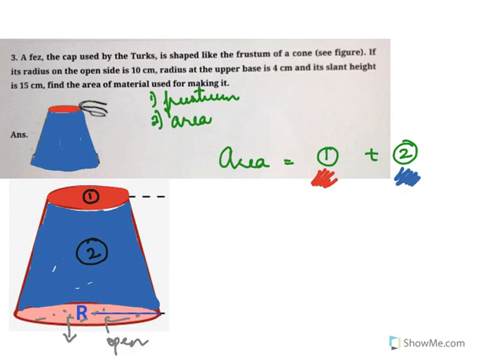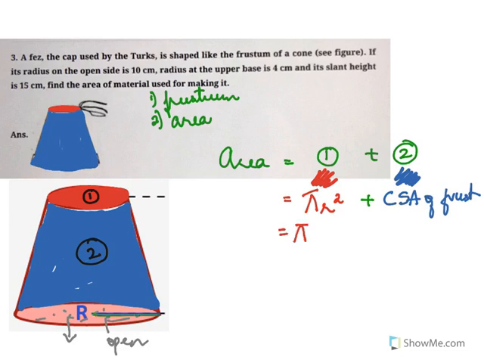Now what is the area of surface 1? It is a circle, so it will be pi r square. And surface 2, the blue one, is the CSA of the frustum. So we need to put the formulas here and put the values.